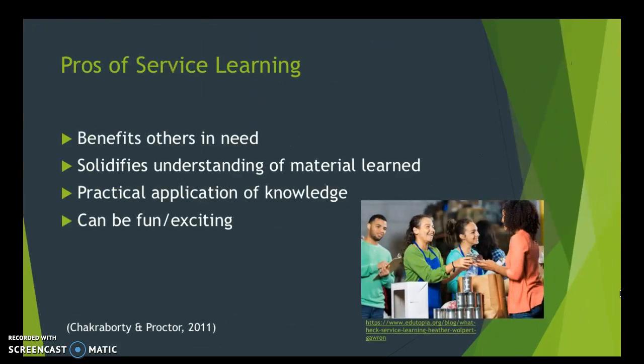So there's pros and cons to service learning. There's a lot of pros though. The first one is that it benefits others in need. So you get to provide a service to others when they need it, and that can be really life-changing for that person that needs the service. You can also solidify your understanding of the material that's learned, and you can have a practical application of what you learned in a classroom setting. And it can be fun if you enjoy the area that you're serving in.